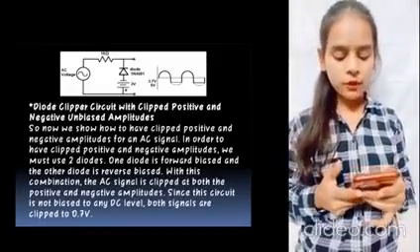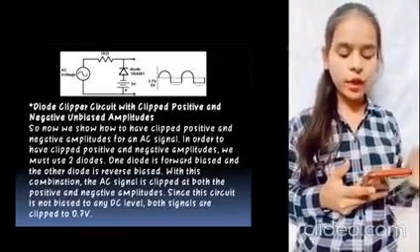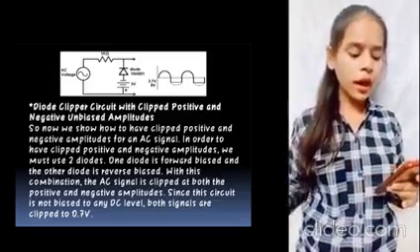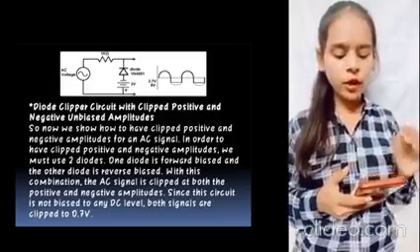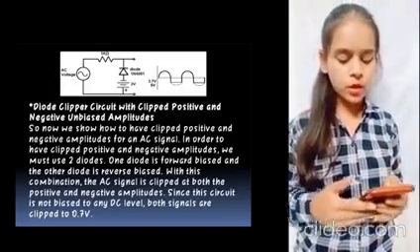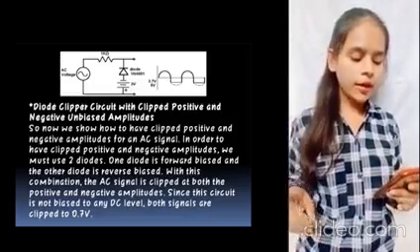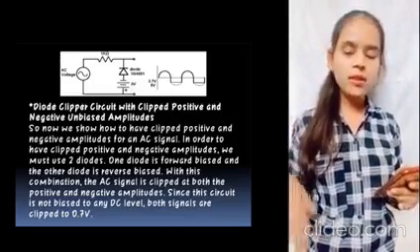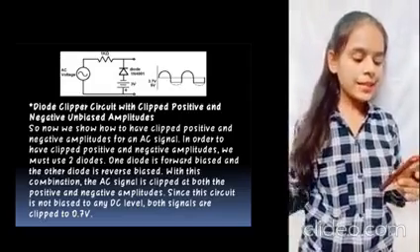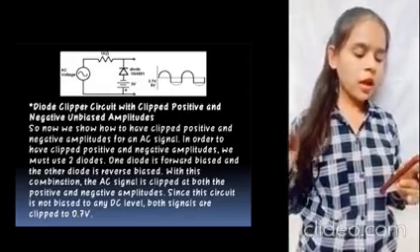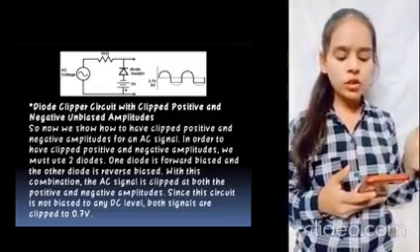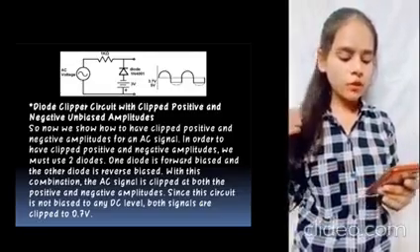Diode clipper circuit with clipping of positive and negative unbiased amplitudes. So now we show how to clip both the positive and negative amplitudes of an AC signal. In order to have clean positive and negative amplitudes, we must use two diodes, where one diode is forward biased and the other diode is reverse biased. With this combination, the AC signal is clipped at both the positive and negative amplitudes. Since the circuit is not biased to any DC level, both signals are clipped at 0.7 V.